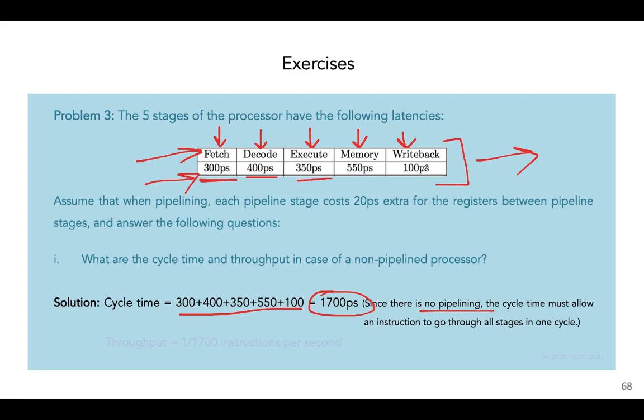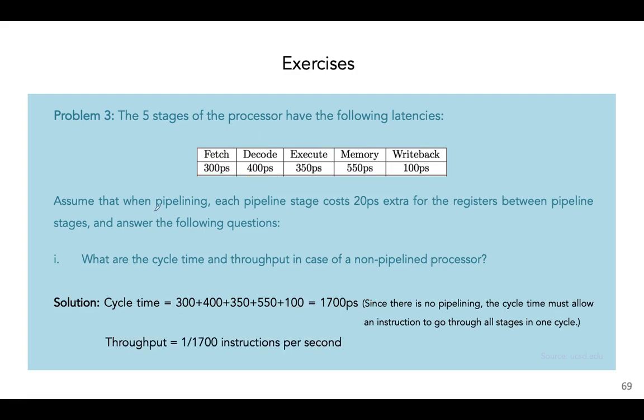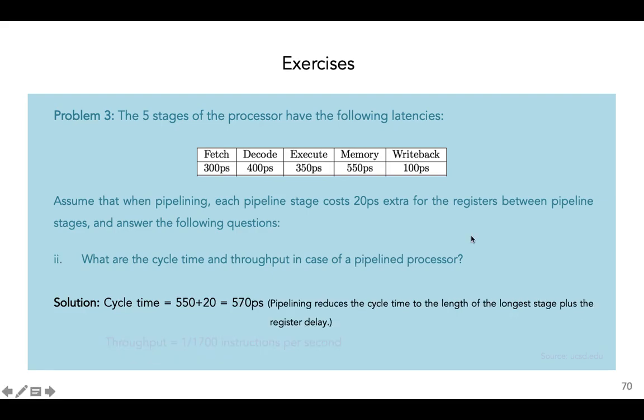And throughput, as you already know how to compute, is 1 divided by cycle time, and you already have the cycle time. So throughput comes out to be 1 divided by 1700 instructions per ps. That is your throughput. Now we can do the same thing to find out the cycle time and throughput in case of a pipelined processor, but with a very significant, albeit minor, modification.